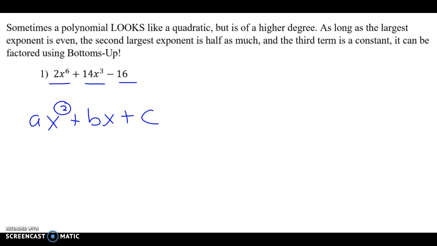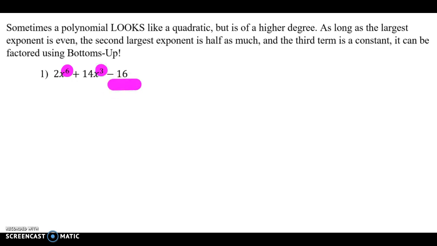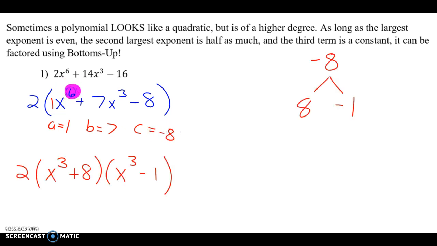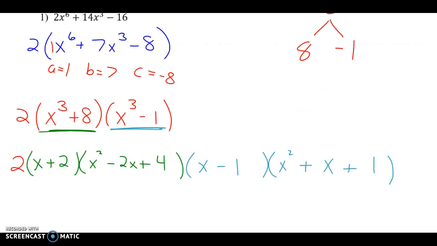But it says as long as the largest degree is even, 6, right? The next exponent is half of that, and the last number is a constant, it still can factor with bottoms up. So we factor out the GCF. Now inside, A is 1, B is 7, C is -8. So we break our 6 apart into 3 and 3. So you can see here we had a sum of cubes we factored as here. We had a difference of cubes that we factored as here. And that is your final answer.